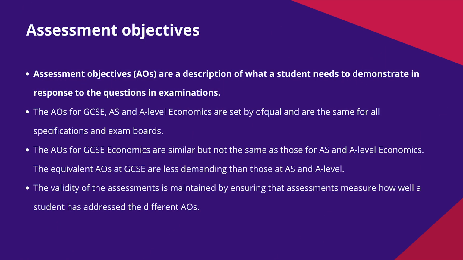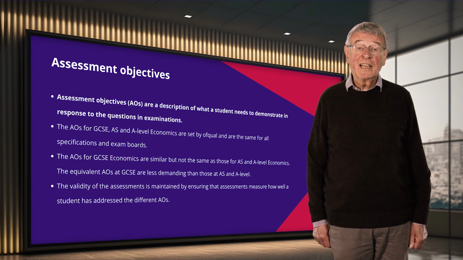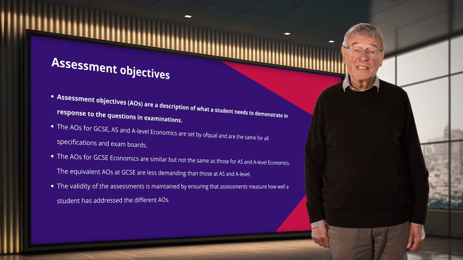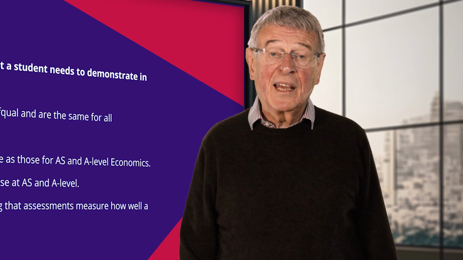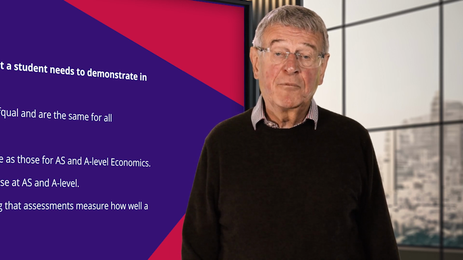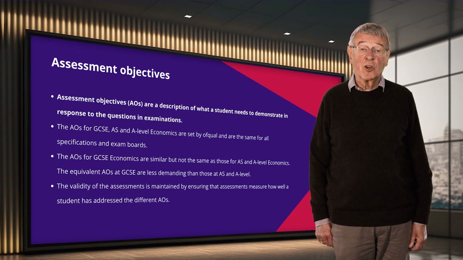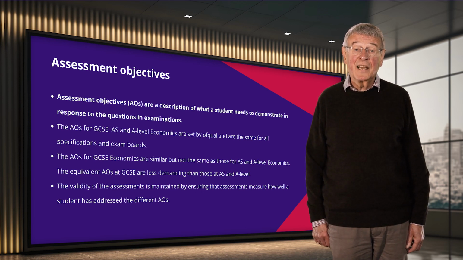Assessment objectives are the description of what the student needs to demonstrate in response to the questions in the examinations. The assessment objectives for GCSE, AS and A-level economics are set by Ofqual, and they were developed in consultation with the exam boards and are the same for all specifications of the same type for all exam boards. So, for example, the A-level economics assessment objectives are the same for AQA and the other exam boards. The AOs for GCSE economics are similar but not the same as those for AS and A-level. The equivalent AOs at GCSE are less demanding than those at AS and A-level.